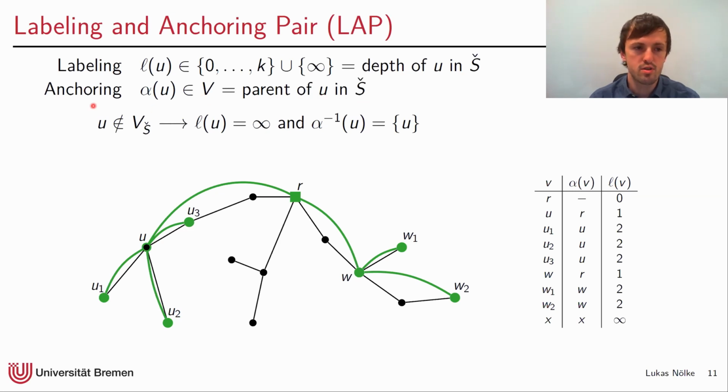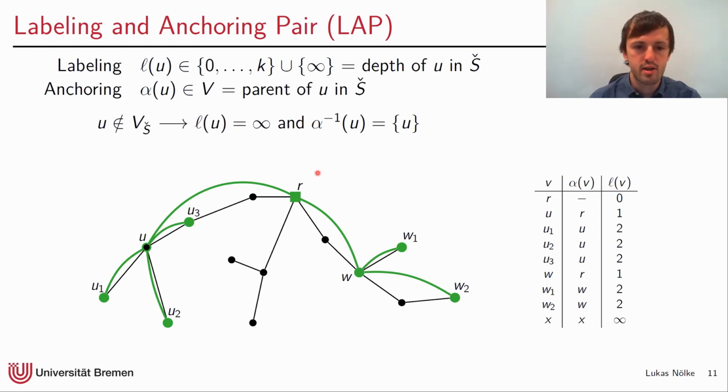And of course, since not all vertices have to be included in the Steiner tree, if this is the case, then the label will be infinity and the anchor will be the vertex itself, and no other vertex can be anchored to it. So here we have an example. We have the root R and a Steiner vertex U, and then terminals U1 to U3. And we see R has a label of 0, U is anchored to R and has a label of 1, and the Ui have anchor U and label 2.